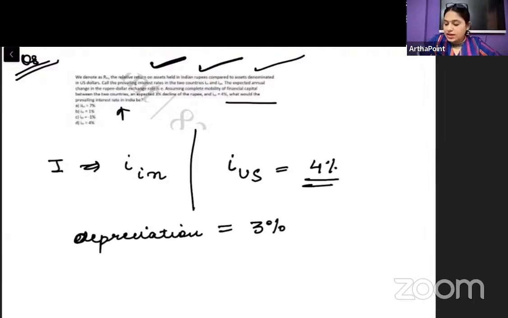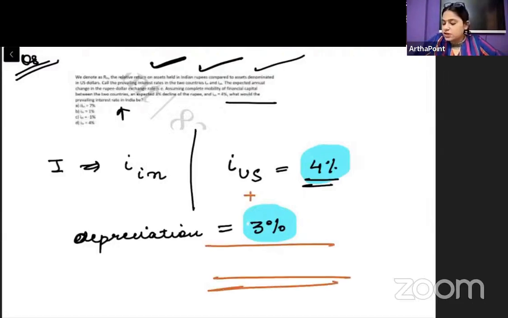Very simple. India has to give at least the interest rate of 4%. क्योंकि US में 4% है, तो इंडिया को भी 4% देना जरूरी है. और क्योंकि इंडियन रूपी डेप्रिशिएट कर रहा है, तो इंडिया हैज टू कॉम्पनसेट फॉर दैट ऑल्सो, दैट द करेंसी इज डेप्रिशिएटिंग, दैट यूएस डॉलर इज एप्रिशिएटिंग. So that's the extra return on US dollar. So the total return that India must give, that should be approximately 7%. And that's the answer to this question.